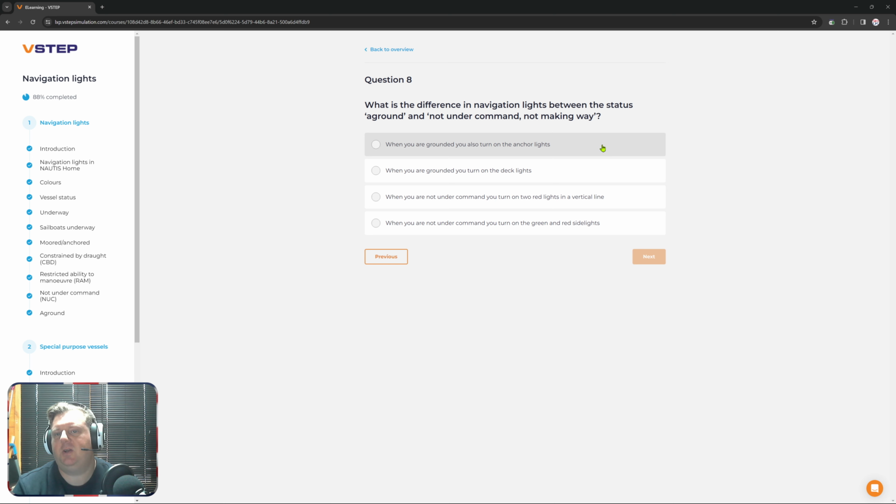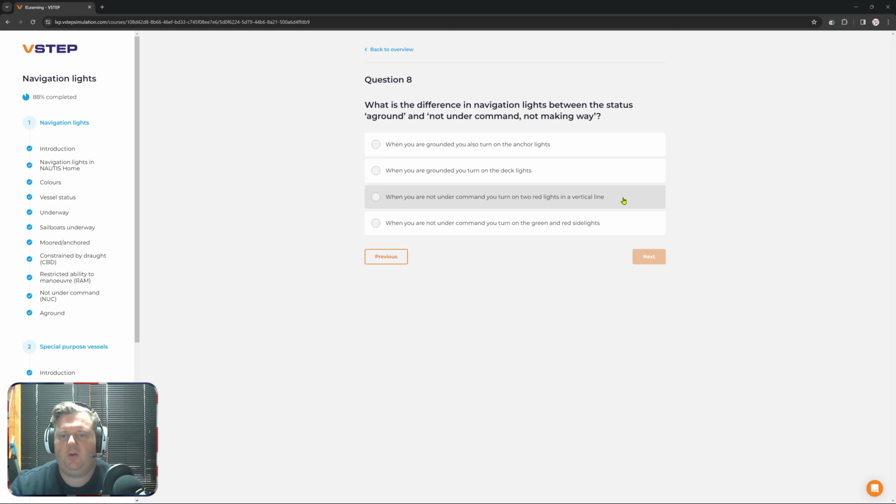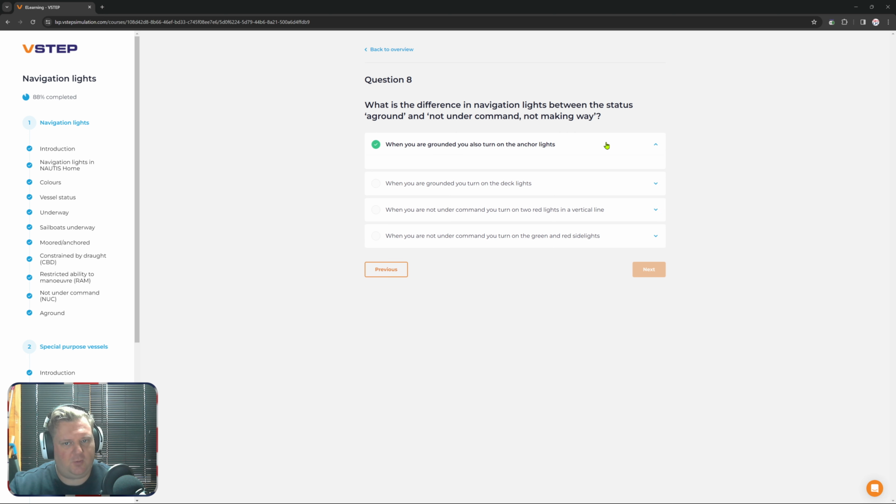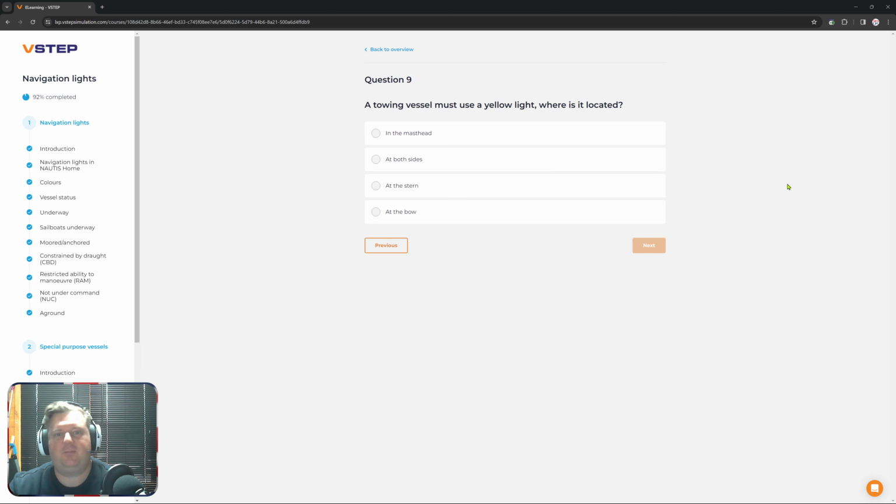What is the difference in navigation lights between the status aground and not under command and not making way? So which way are you asking me? Okay, so when you're grounded, you also turn on the anchor lights. When you are not under command, you turn on 2 red lights in a vertical line. When you are not under command and making way, you turn on the green and red side lights. I really don't know. I think when you're grounded, you also turn on the anchor lights, don't you? So it's a combination of the two. Yeah! That was pretty well worked out.